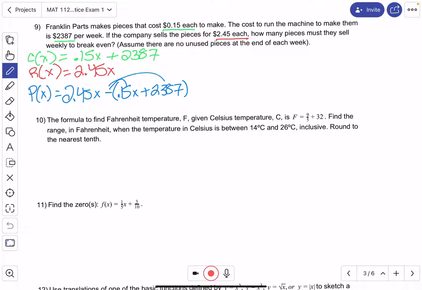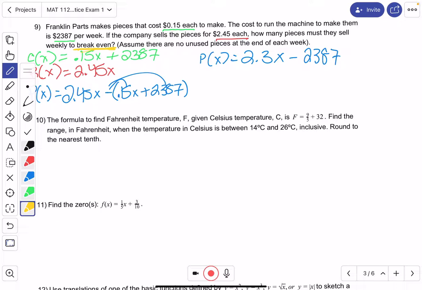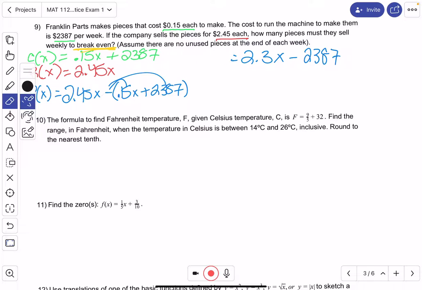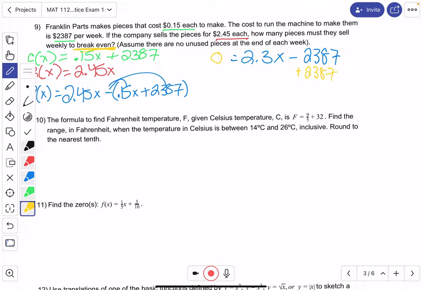So if we distribute the negative and combine like terms, we get 2.30x minus 2,387. So now we have our function. Now we want to know when they're going to break even. So break even means we're going to plug 0 in for our profit. We want to know when they get to 0. So we're just going to add 2,387 to both sides. And then divide both sides by 2.3. And we get x equals 1,037.83.